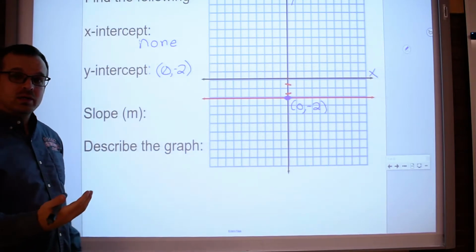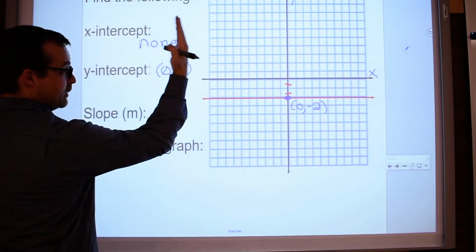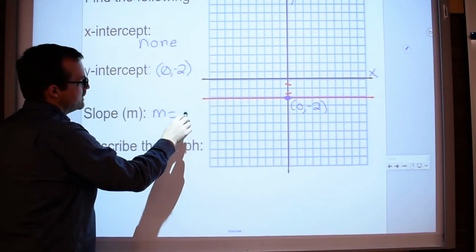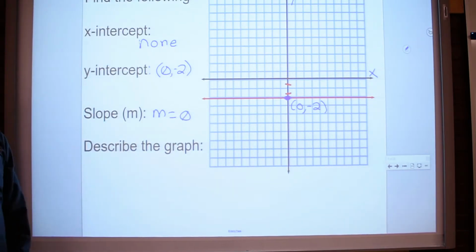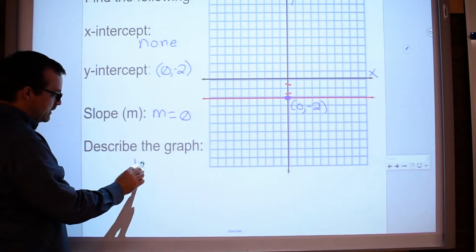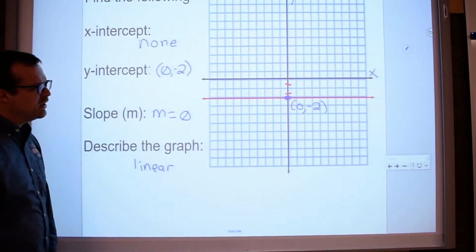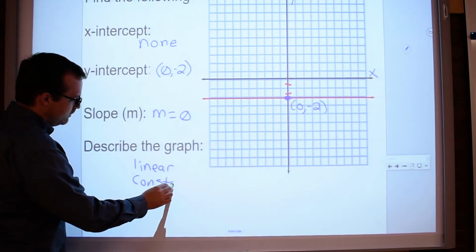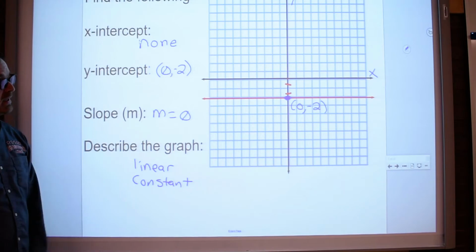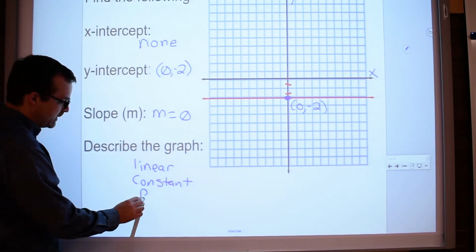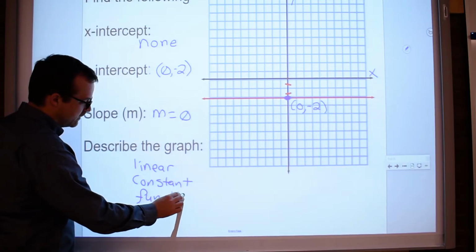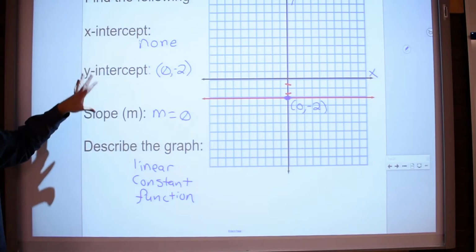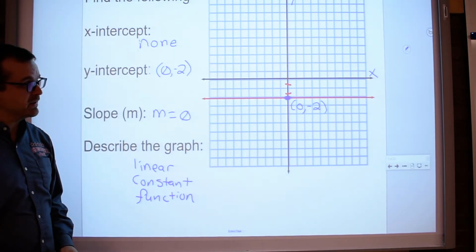The slope. A quick slope song: positive, negative, no slope, 0 slope. This is a 0 slope. M equals 0. And then let's describe the graph. Is it linear? Very liney. Looks like a line to me. It's linear. Is it increasing, decreasing, constant, or neither? This is constant. We already got the slope as 0. Is it a function? It passes the vertical line test, so this is a function. Is it positive, negative, no slope, or 0? Talked about that already. We've got our x and y intercepts done and our slope, so this is about all we can tell about this graph.